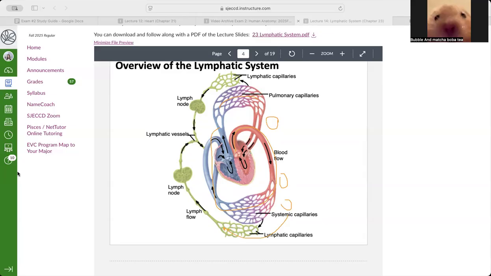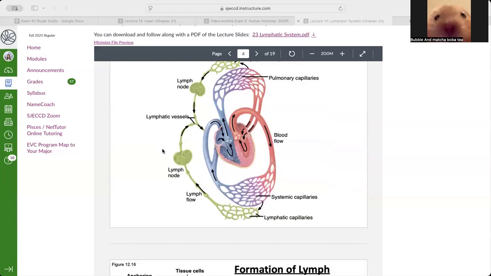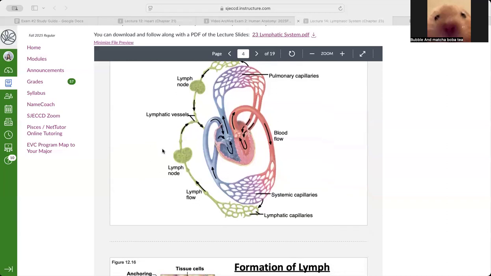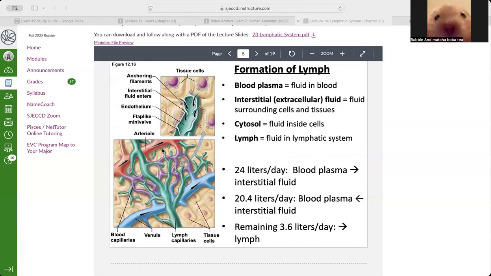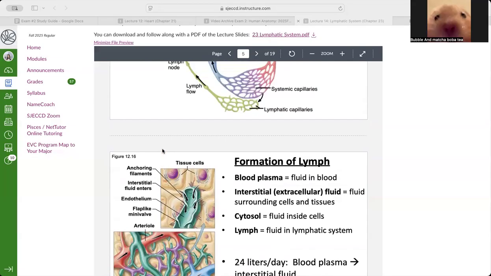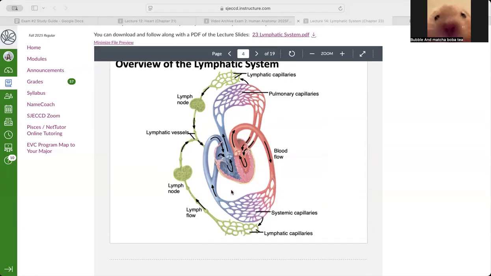Okay, and then for the lymphatic system, it emerges, going from smaller vessels into larger vessels. Eventually the lymphatic vessels will dump all the lymph back into the cardiovascular system right before the blood enters the superior vena cava. It picks up extra fluid that the capillaries of your cardiovascular system didn't pick up and dumps it all into the cardiovascular system.